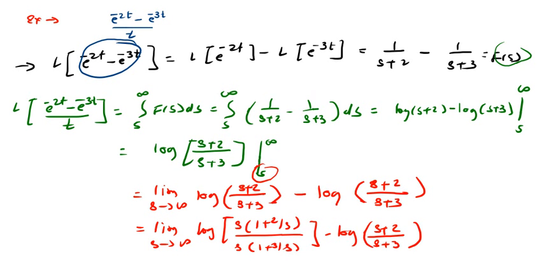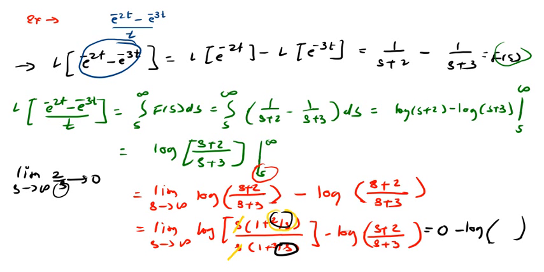Now see what happens. The s and s get cancelled, and the term 2 by s tends to 0 as s tends to infinity. So this term will be 0, and likewise the other term will be 0. So log 1 will be 0. So the first term will become 0 minus log of s plus 2 upon s plus 3.